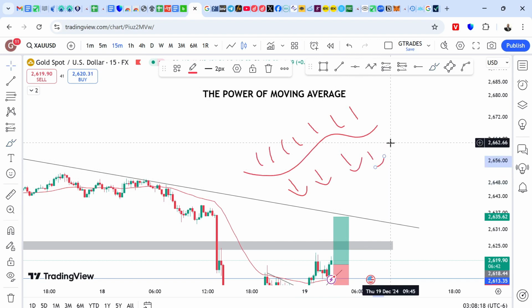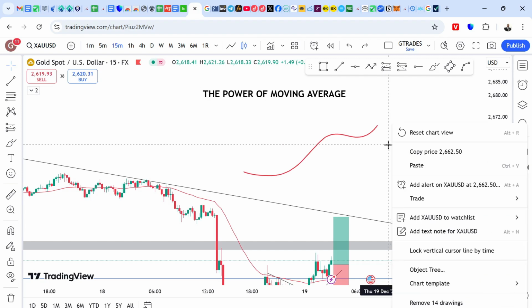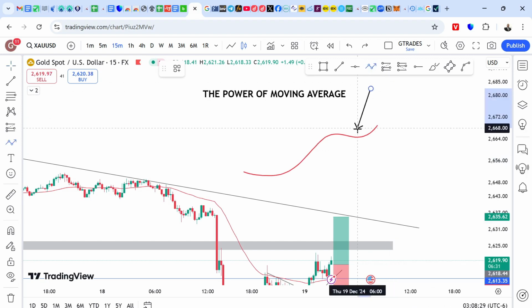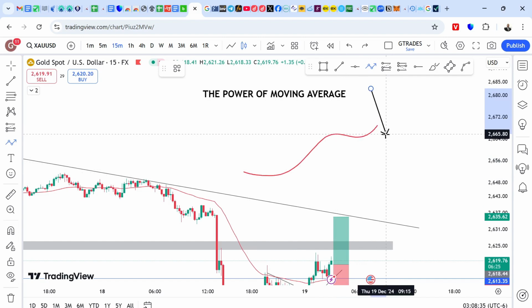I don't want to flog this particular video or make it so long. I just want to give you the straightforward direction on how to use moving average. Like I said, if you see price above your moving average, it means the market is bullish. If you see price below the moving average, it means the market is bearish.